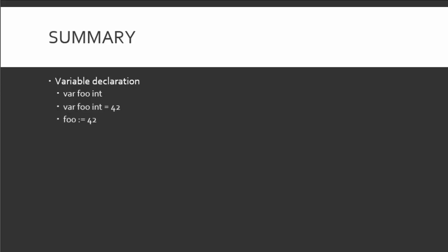Now normally you're going to use this third version. The only time you're really going to use the second version is when the compiler is going to guess wrong. And then the first version is sometimes useful if you need to declare the variable in a different scope than you're actually going to initialize it.